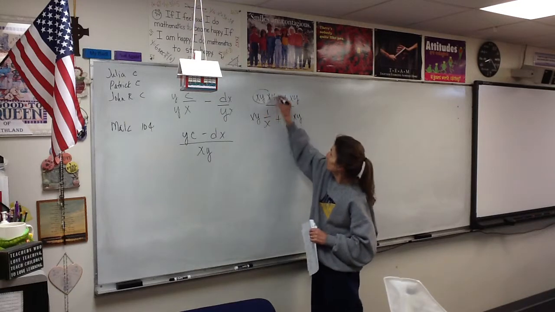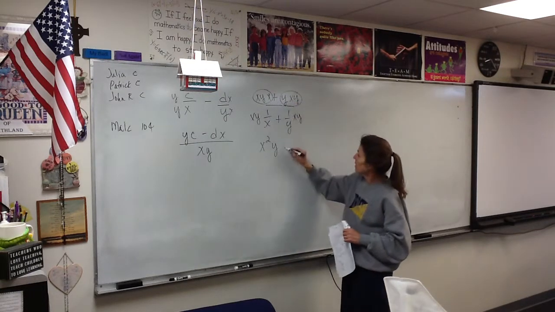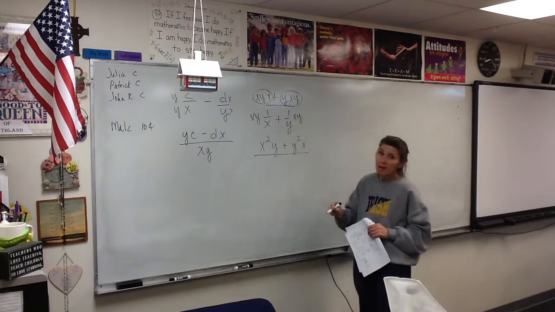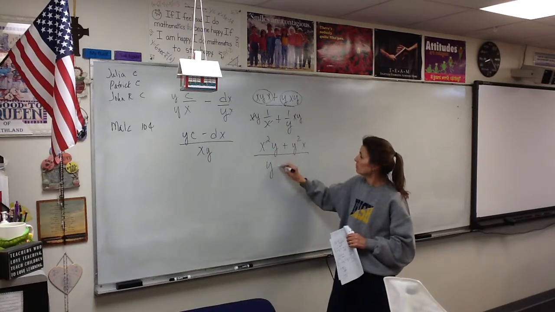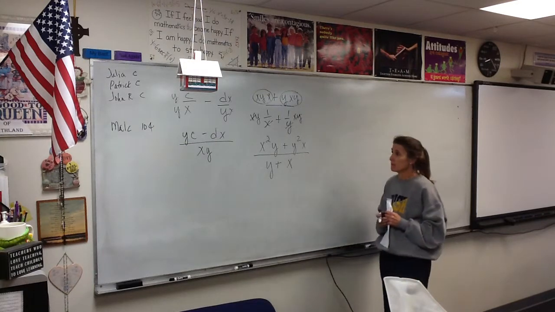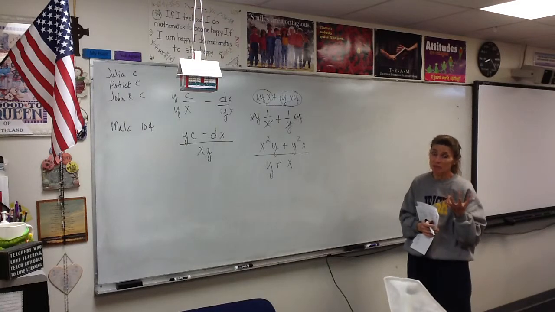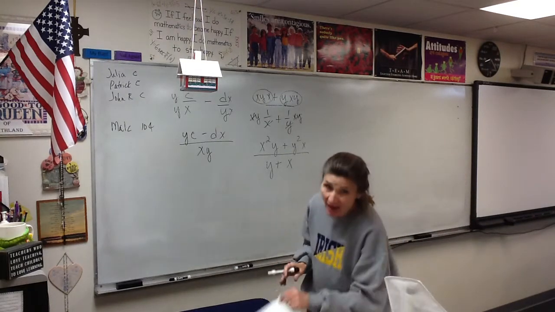On top, that gives me x squared y plus y squared x. On the bottom, this is why we did this. The x's are going to cancel, leaving me with y. The y's are going to cancel, leaving me with x. Now, it looks kind of promising in terms of canceling because I think I can factor.